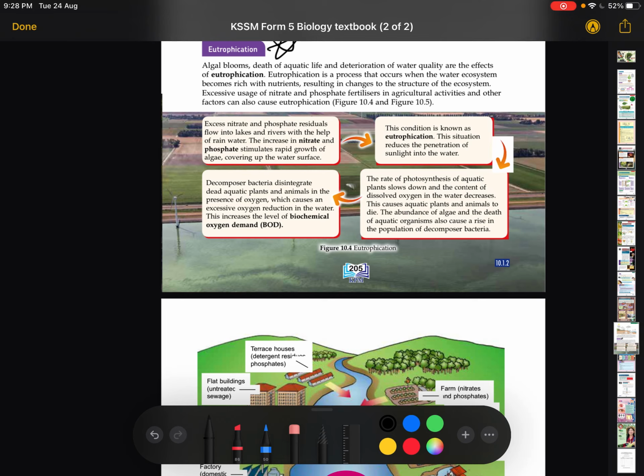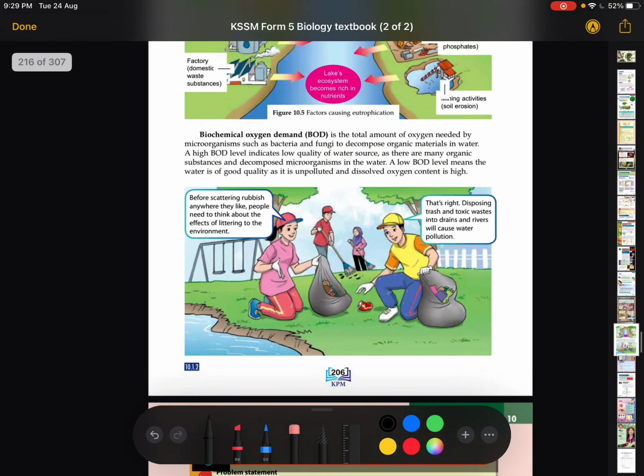Another thing is, when there is so much algae and so many dead organisms, it will cause a lot more decomposers to show up, because decomposers love dead bodies. So when there's so many dead bodies, there'll be so many decomposers that they'll require so much oxygen. So this means that the BOD, the biochemical oxygen demand, is high.